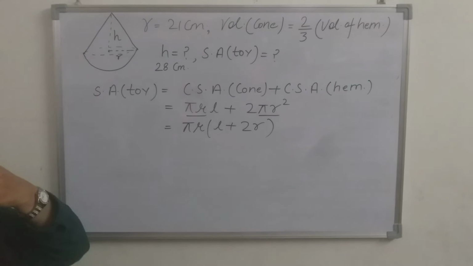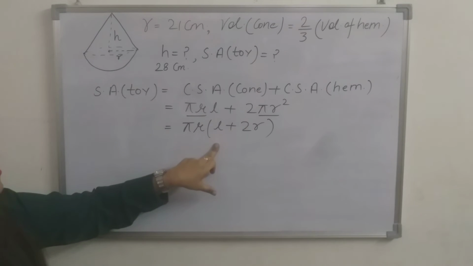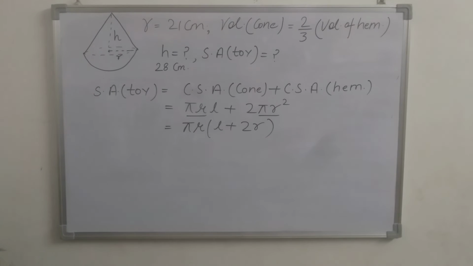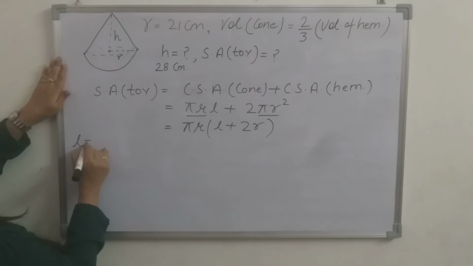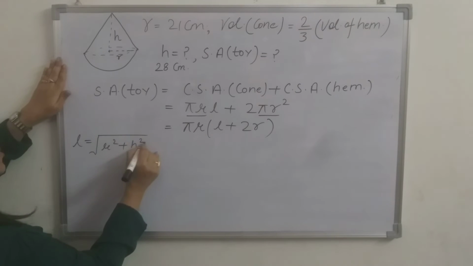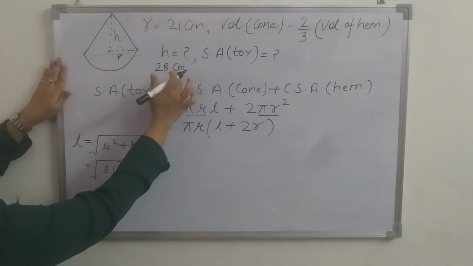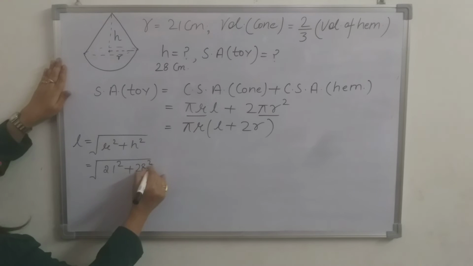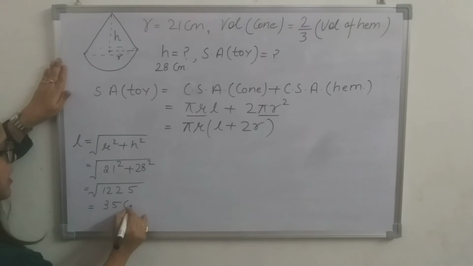Okay, now see, r we are having 21, l we are not having. So first of all we need to find l. l is what? l is the slant height of this cone. So l is square root of r square plus h square. I am simply calculating it. r square, r is 21 centimeter, and h we have already found, that is 28 square. So it will be 1225, and it will be 35 centimeter.